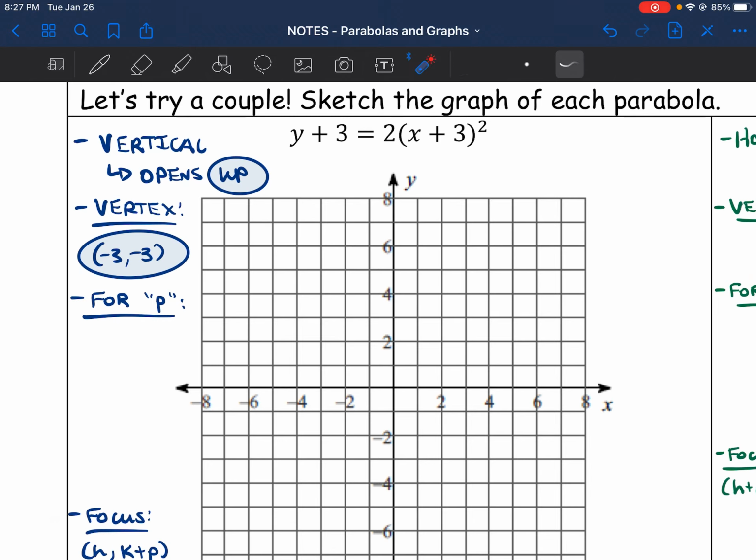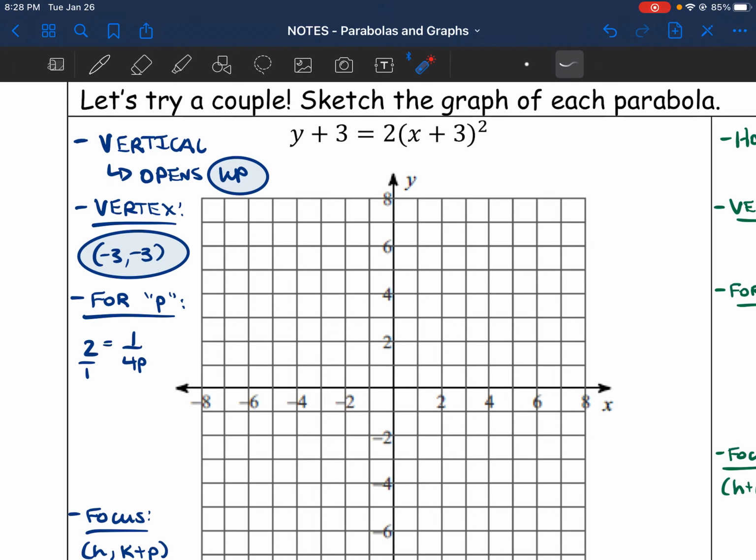So we know from the previous lesson that what we were going to end up doing is we're going to take this number on the outside of the parentheses here, 2, and we're going to set it equal to 1 over 4p, because 1 over 4p is coming from the equation. Now, I'm going to make this a 2 over 1 so we can do some cross multiplying.